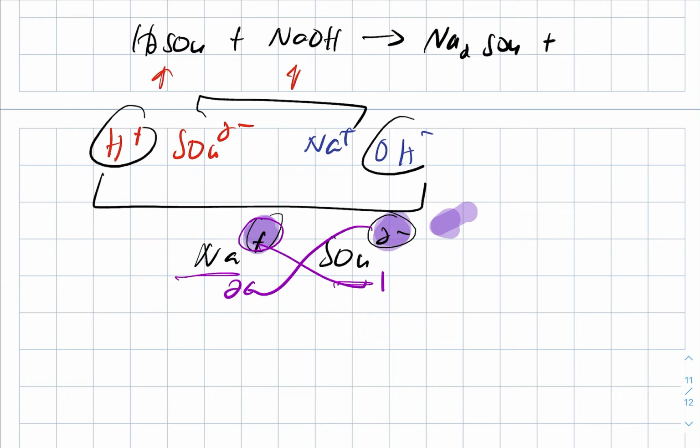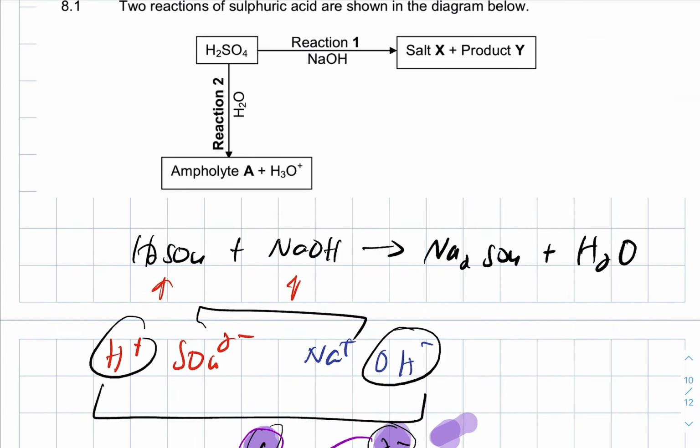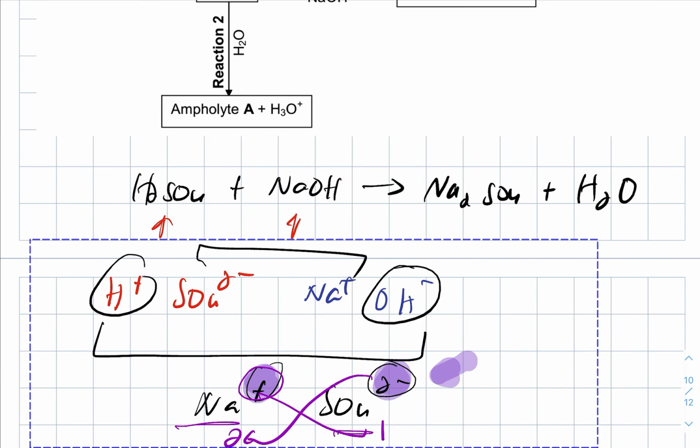However, the H plus and the OH minus have the same number of charge, not the same charge, one positive and one negative. So this is where our water molecule is formed from. All right, so that's the first reaction. We're going to do the same thing for the second reaction. I'm going to get rid of this.